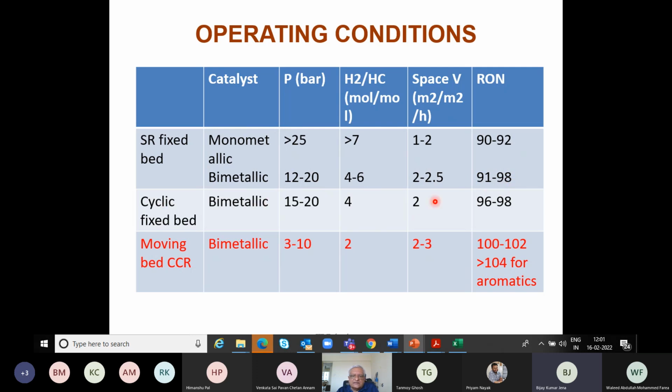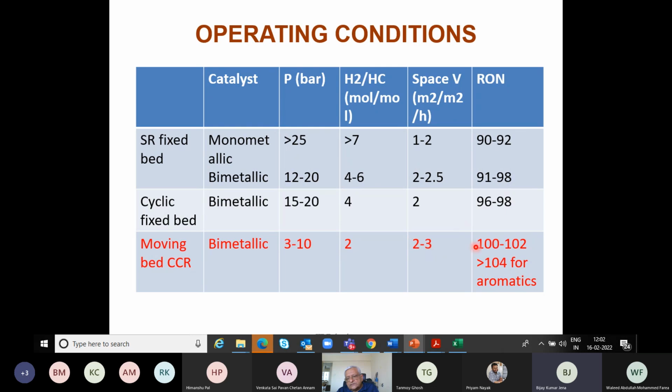I'm not going to talk about cyclic fixed bed because they are no longer in use, and there's not a single unit operating today which is cyclic fixed bed. So moving bed CCR, which is a modern technology, is bimetallic, but here it is platinum and tin. The pressures are relatively low. Today, if you want to build a CCR reformer, it is 3.5 bar. As you can see, the hydrogen to hydrocarbon ratio is low, so that we have higher space velocities.